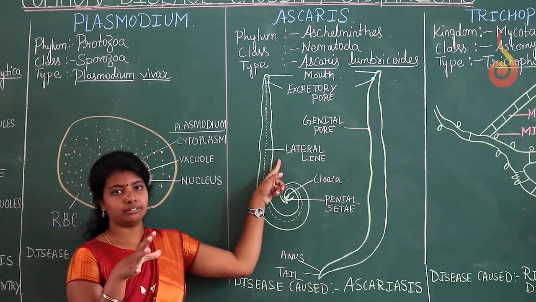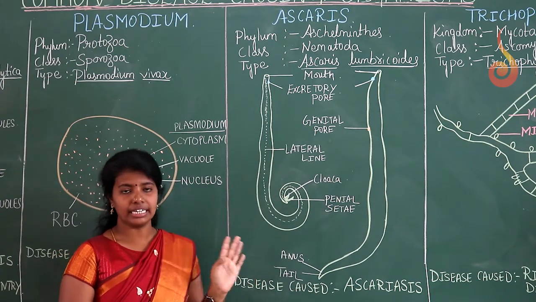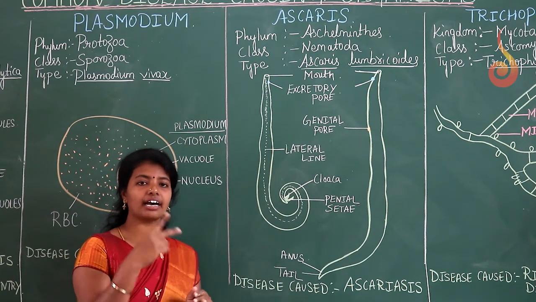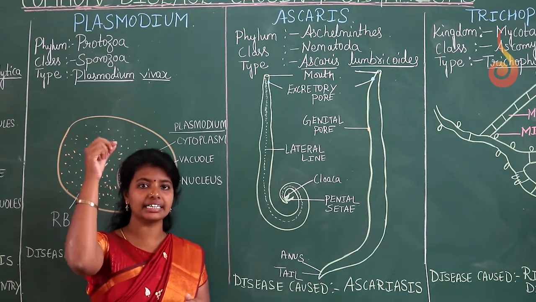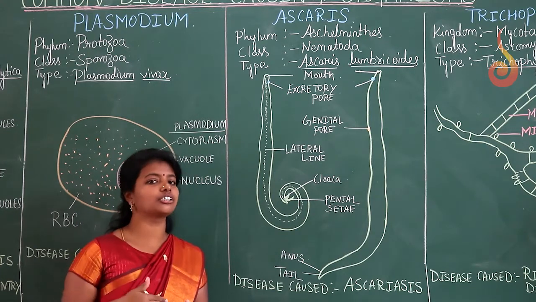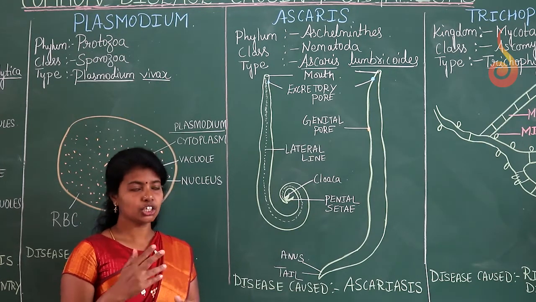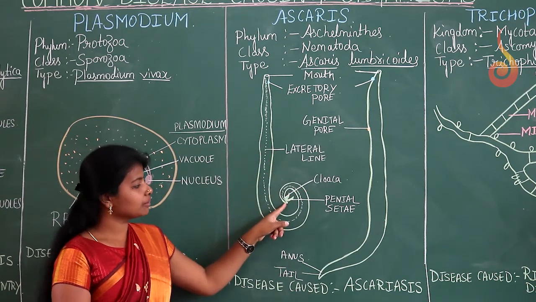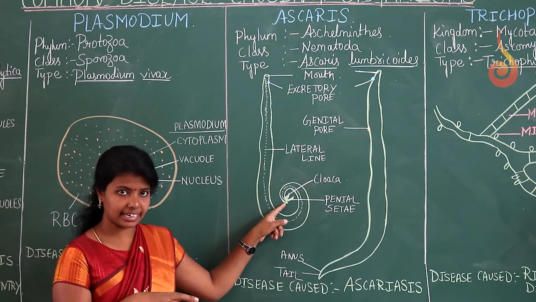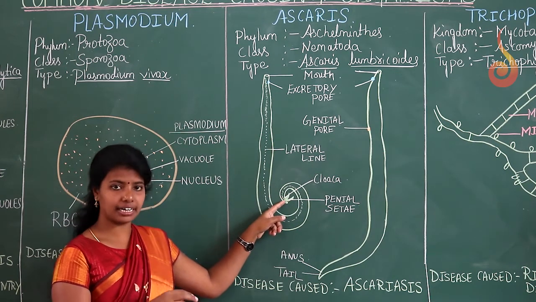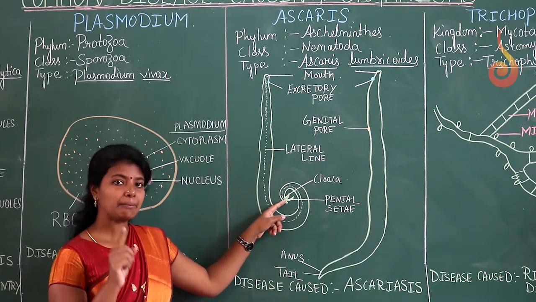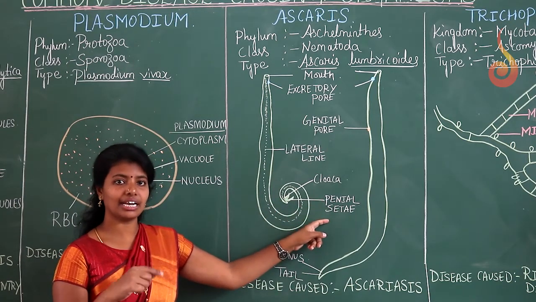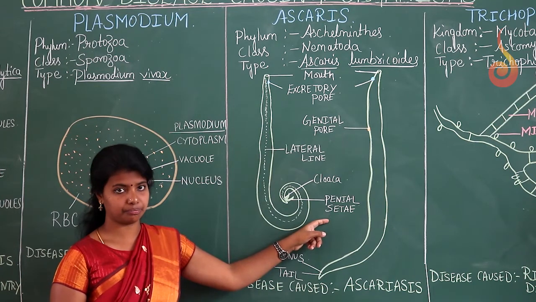Then the body, in both male and female, has a dorsal and ventral surface, and there are two lateral lines that demarcate the ventral and the dorsal surfaces. So this is a lateral line which we observe. Then once we take a male Ascaris, at its cloaca, the opening, there is a pair of penial setae. These penial setae will help during copulation.